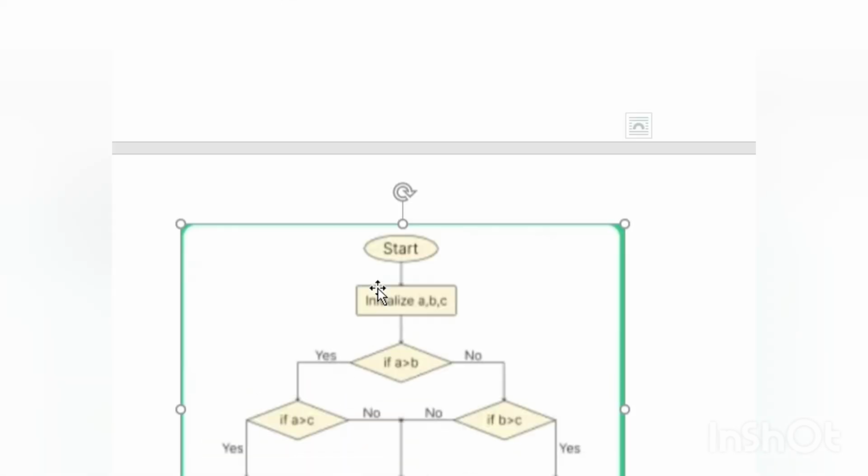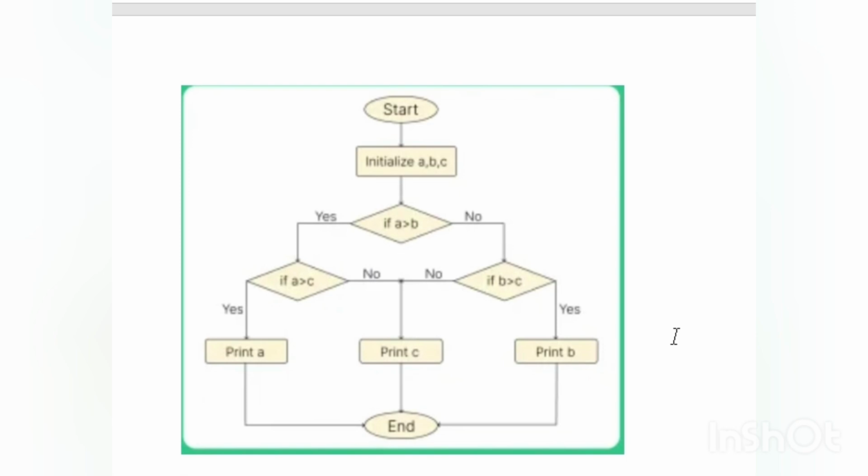This is the flowchart to print the greatest of three numbers. Start, initialize A, B, C numbers. If A is greater than B is true, then we will be checking if A is greater than C. If it's true, then print A is the biggest one. If not, then print C is the biggest one. And on the other side, if A is greater than B is false, then we will be checking whether B is greater than C or not. If it's true, then print B is greater, else we will be printing C is greater, and then all three will be linked to the end.